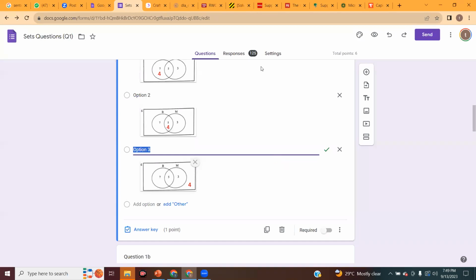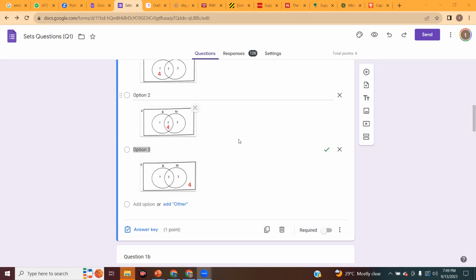How many persons got that right? Very good. Option 3 is the correct one. That's how simple it is, the one on the outside. Math is easy. Don't make it hard.